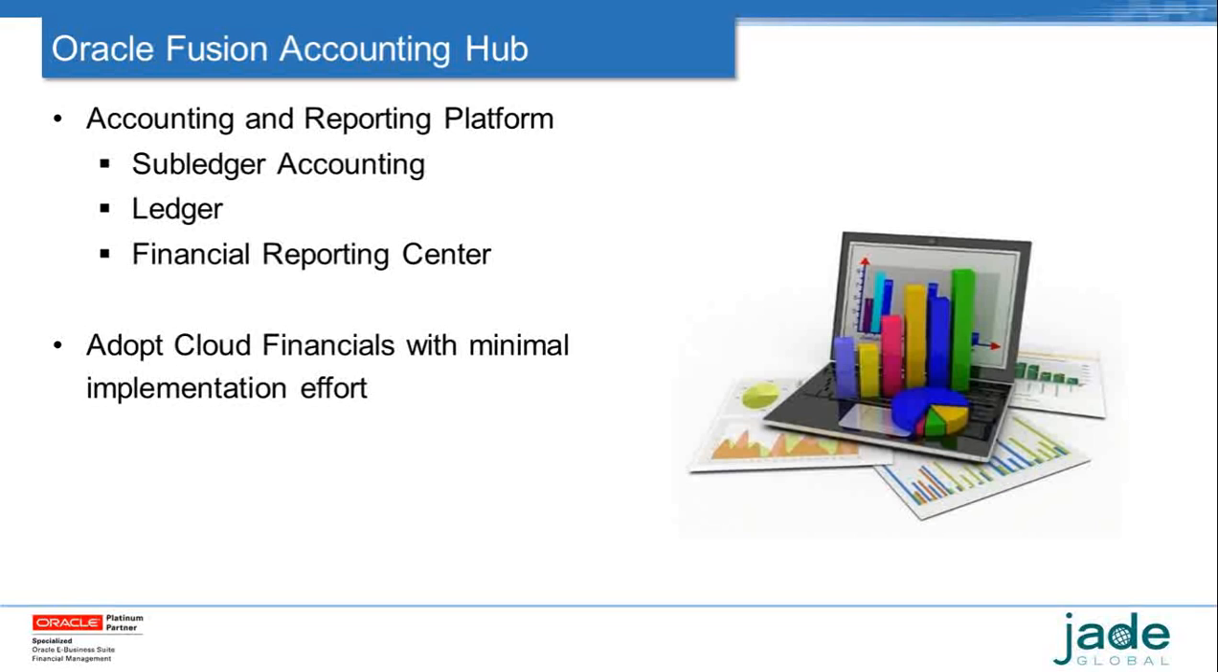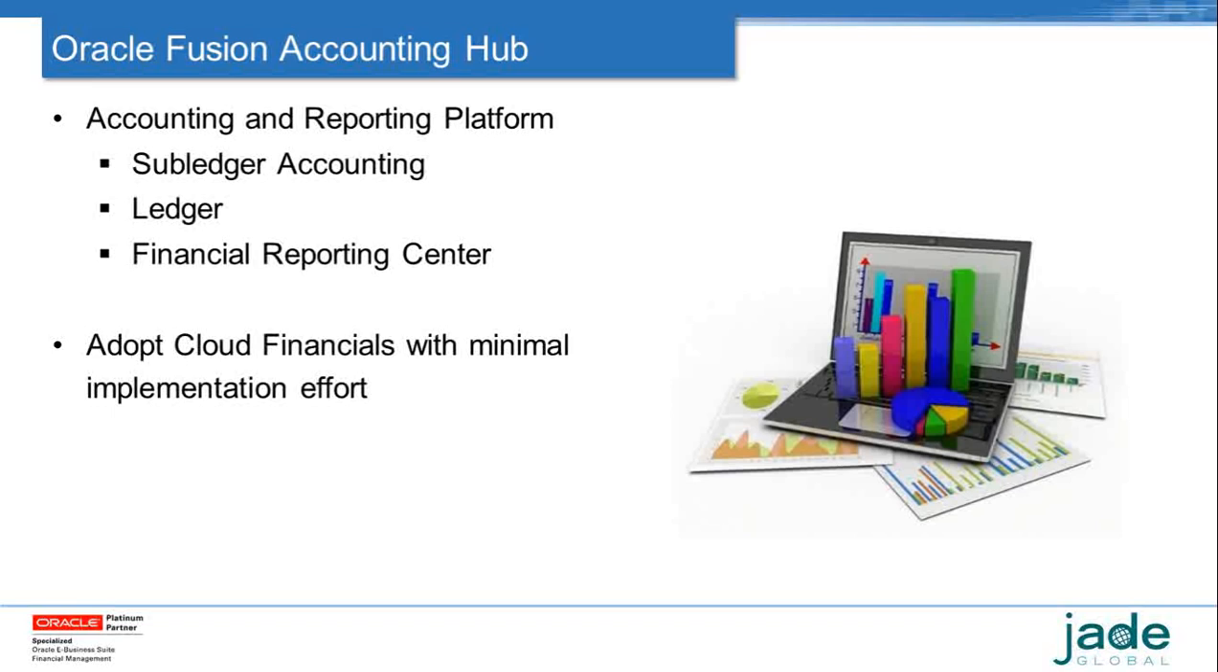So as a reporting platform, Fusion Accounting Hub offers E-Business Suite and PeopleSoft customers reporting and analytics capabilities with minimal disruptions to their current financial processes. Essentially, it allows customers to retain their current investments. It allows you to coexist with new applications where it makes sense and where they can achieve significant business value.